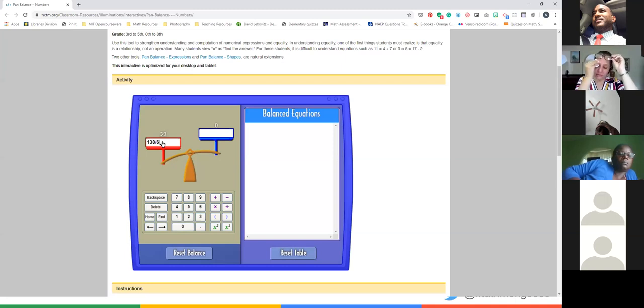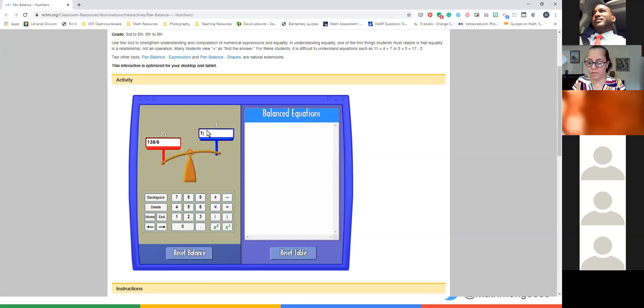What could I put on the other side? Multiply this one by 6, to balance the equation. Put 138, 6 times 6.